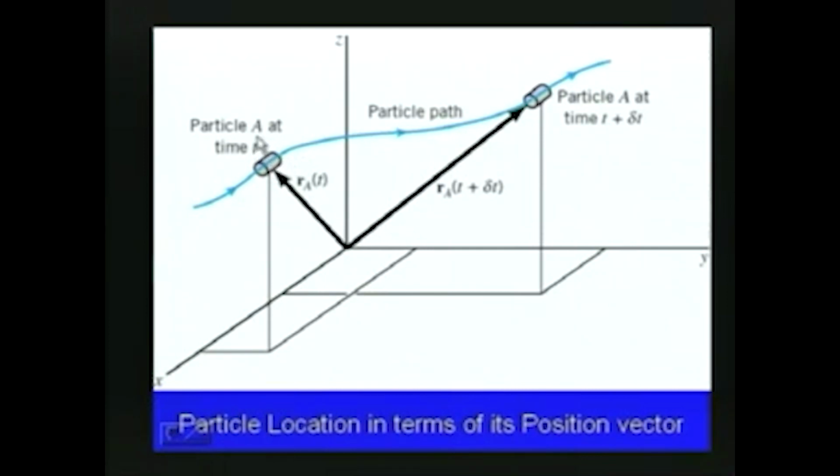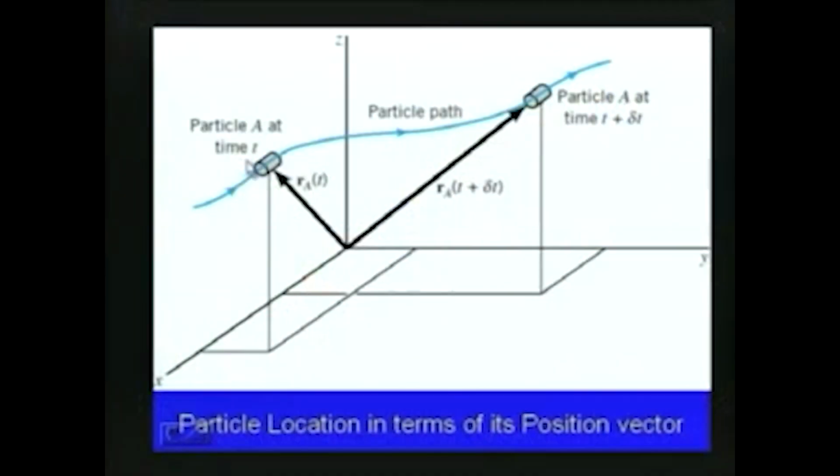So here you can see a particle moving from a position A to another position. At time t the position is here, and at time t plus delta t the particle moves from this position to the new position. If you draw the position vector, r at t is the initial position vector, and r at t plus delta t is the present position of the fluid particle. So the particle is located in terms of the position vector, and with respect to this we describe the movement of a fluid particle in any fluid media.